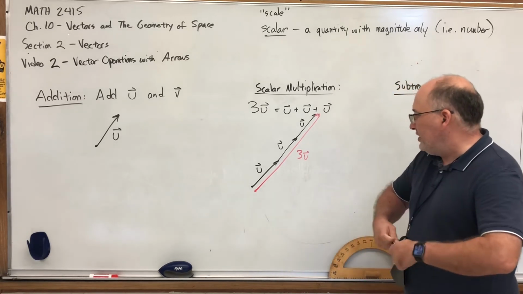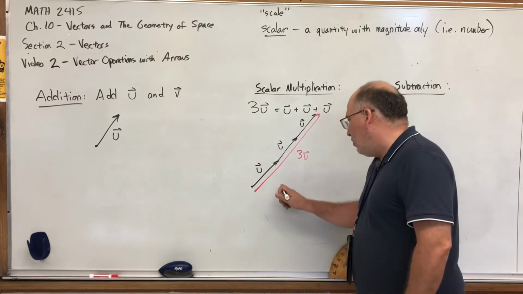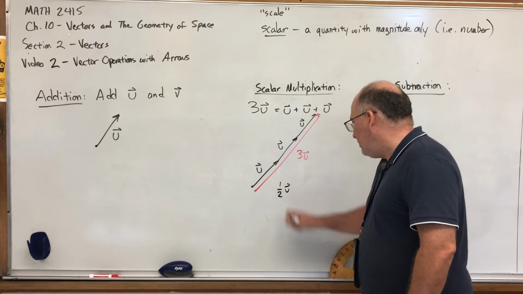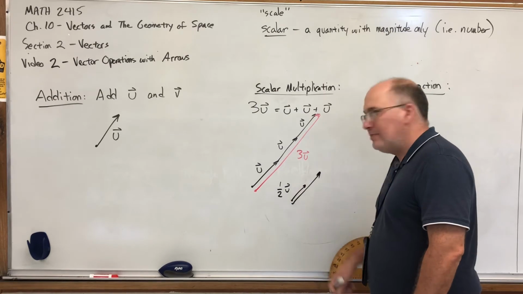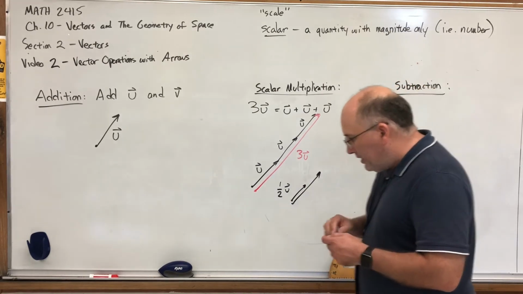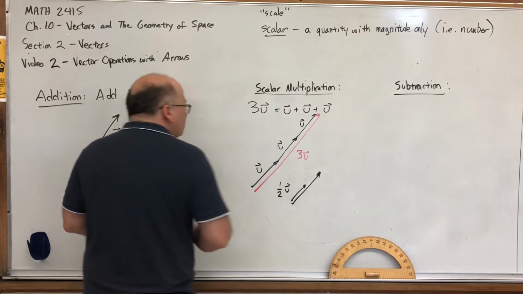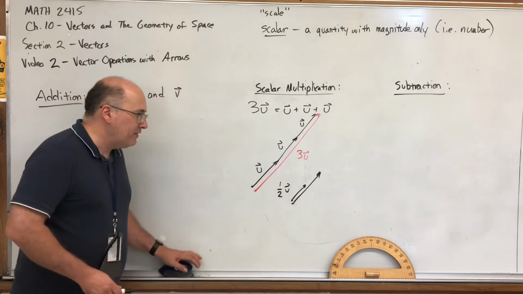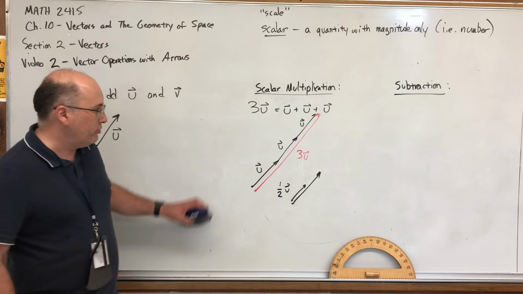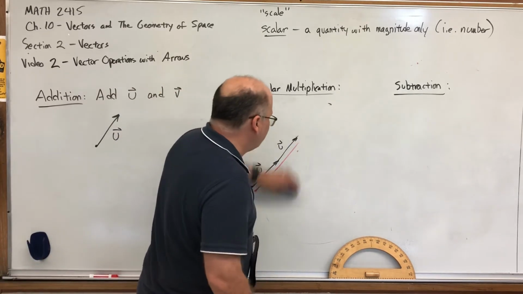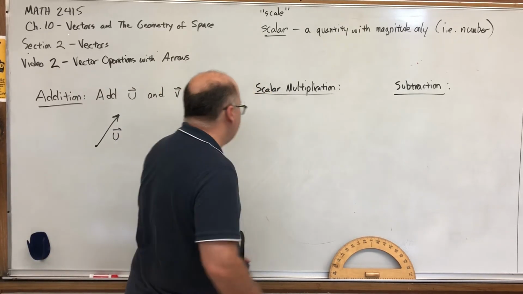For example, if I wanted to draw, I don't know, 1/2 u, then I would take a u vector and then draw 1/2 as short, and that would be 1/2 of u. But if your scalar is negative, not only does it scale it, but it changes the direction into the opposite direction. So for example, let's say I wanted to draw negative 2v.